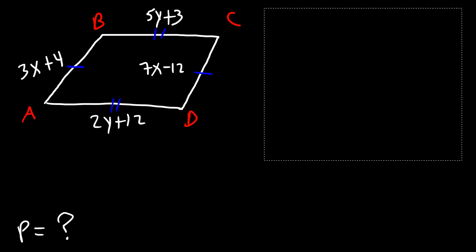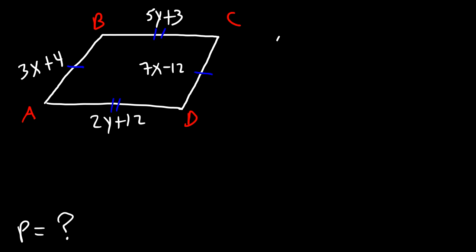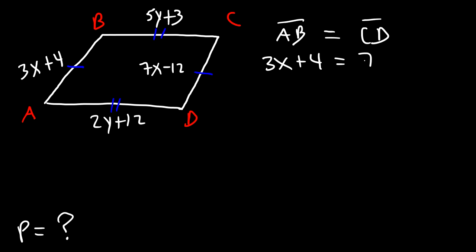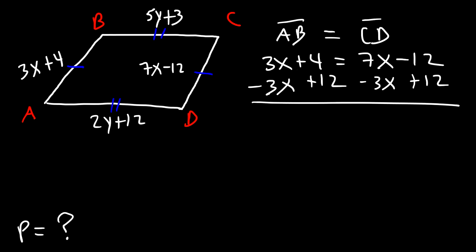So since opposite sides are congruent, we know that AB is congruent or equals CD. So AB is 3x plus 4. We could set that equal to 7x minus 12. So let's subtract both sides by 3x, and let's add 12 to both sides. 4 plus 12 is 16, and 7x minus 3x is 4x. So if we divide both sides by 4, 16 divided by 4 is 4. So x is equal to 4.